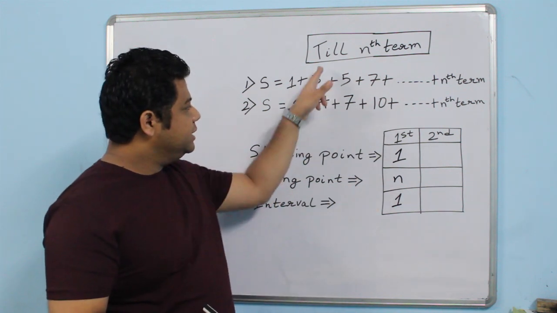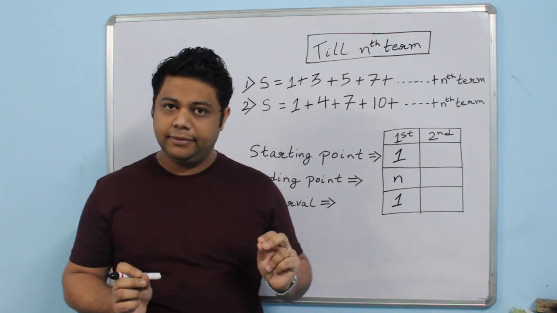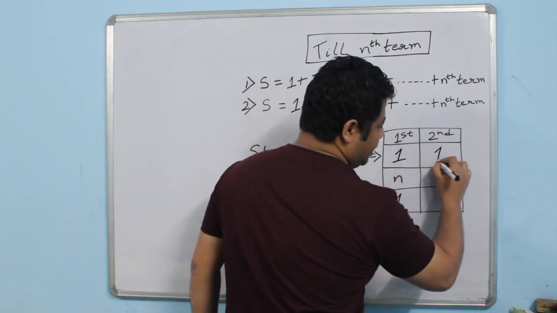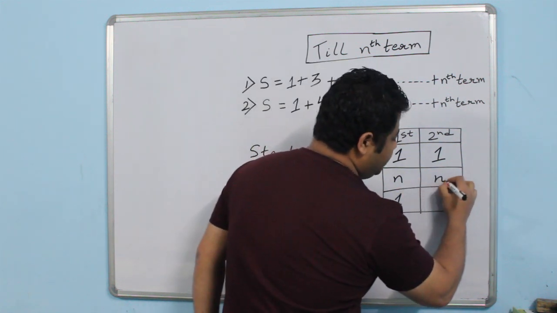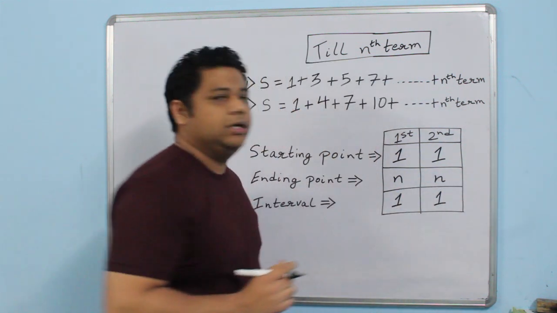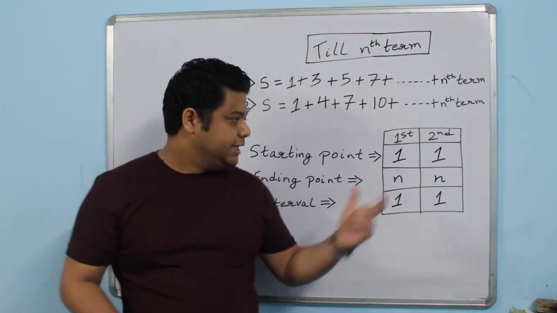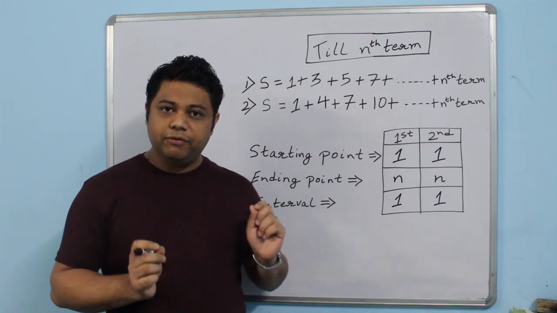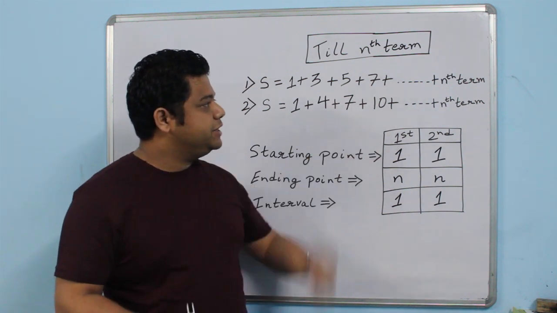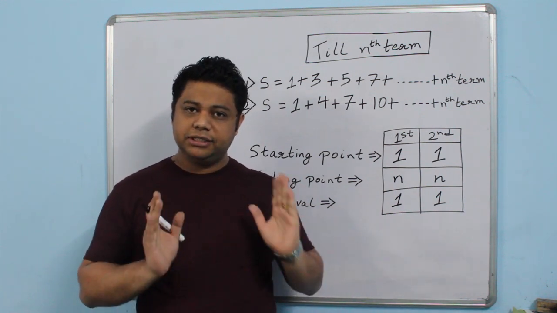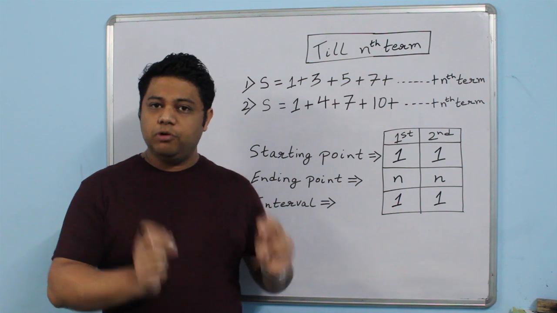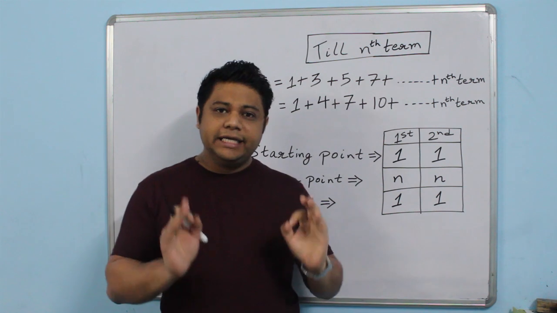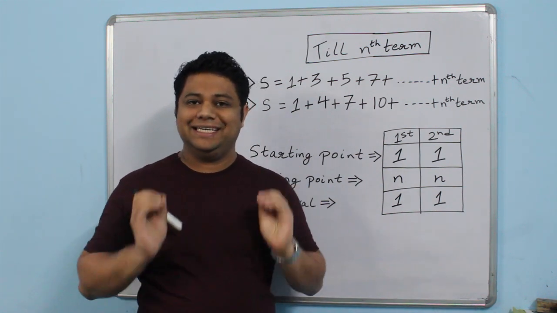The first program and second program are not the same, but even then the starting, ending and interval will be the same. In the second program also, the starting point will be 1, ending point will be n and interval will be 1. Some of you may be thinking: if these are the same, how do we solve the program? We will discuss that when we do the programs based on nth term. For the moment, just remember that for every nth term program, we set starting point as 1, ending point as n, interval as 1, irrespective of what the sum of series is about.